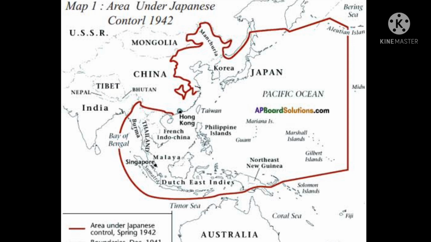Let us look at the map of another Axis country, Japan. Area in 1942 under Japanese control. On this map in 1942, which neighboring country of India was occupied by Japan? The neighboring country of India that was occupied by Japan was Burma. The area under control of Japan is a part of which ocean? Pacific Ocean. What is Dutch East Indies called now? Dutch East Indies is now called Indonesia.